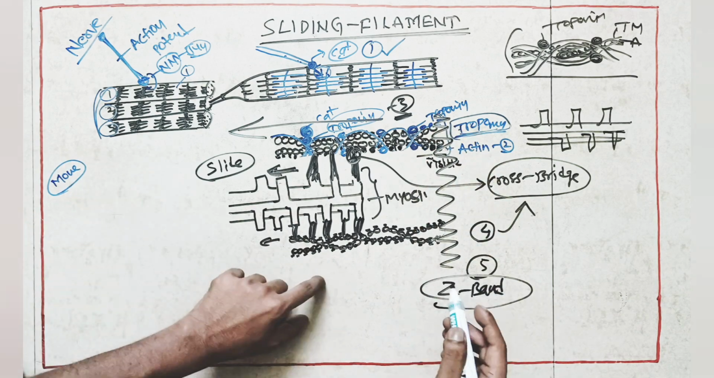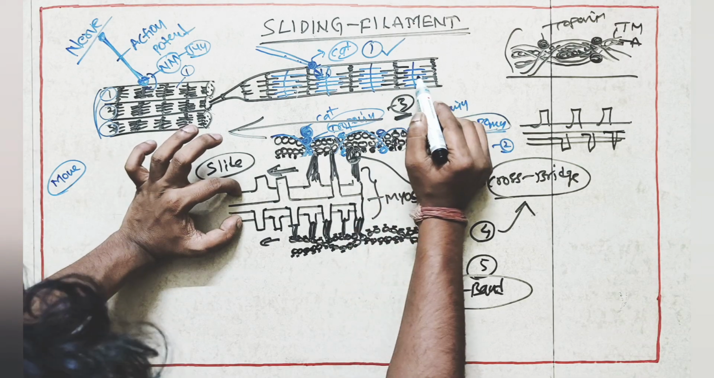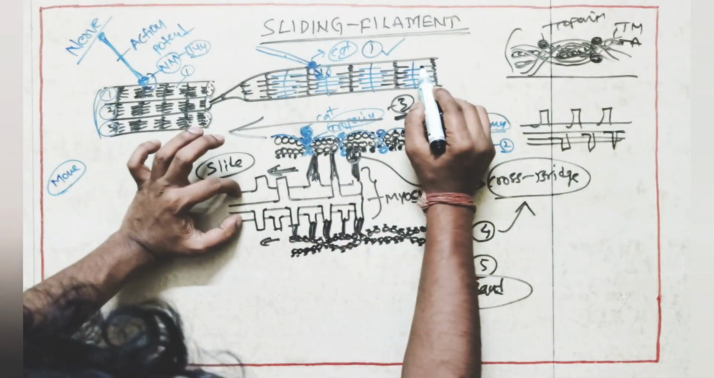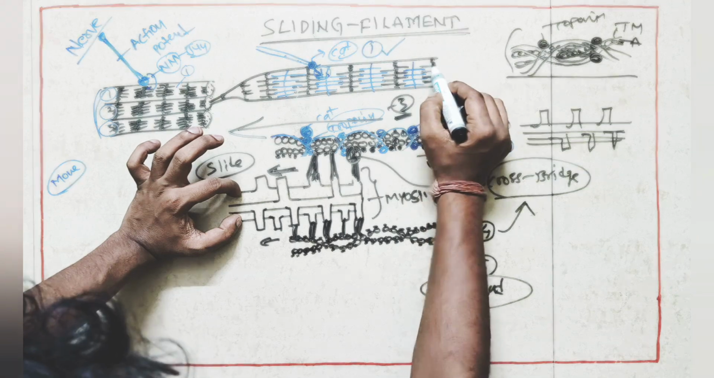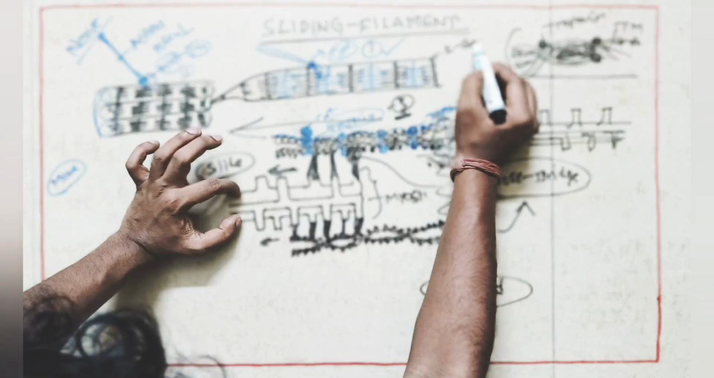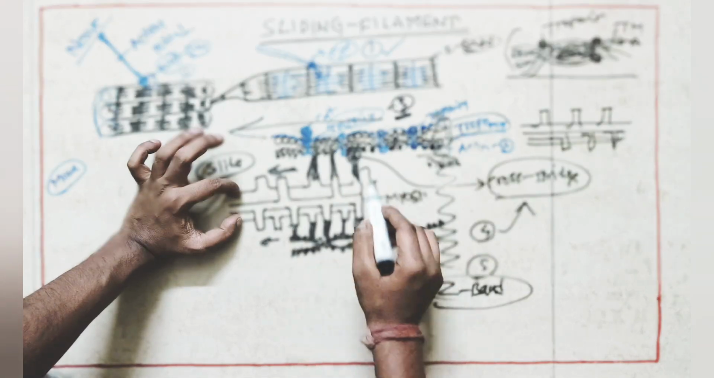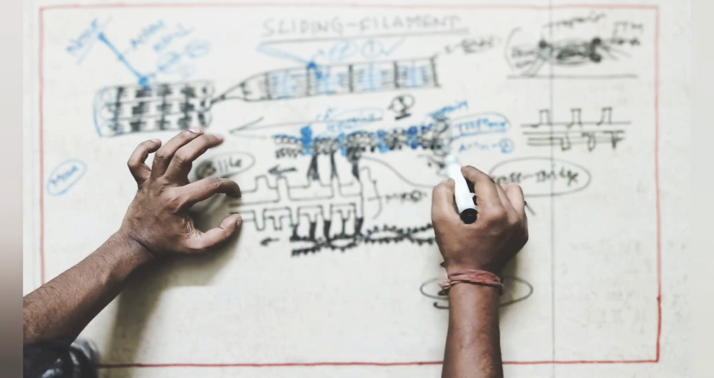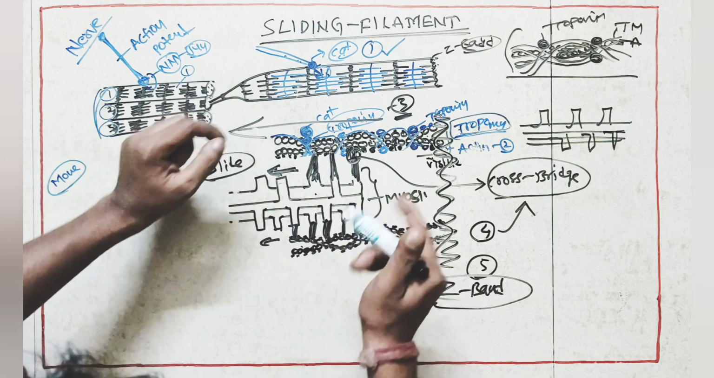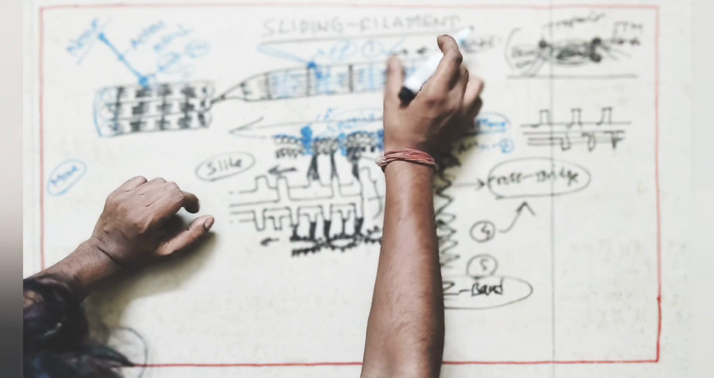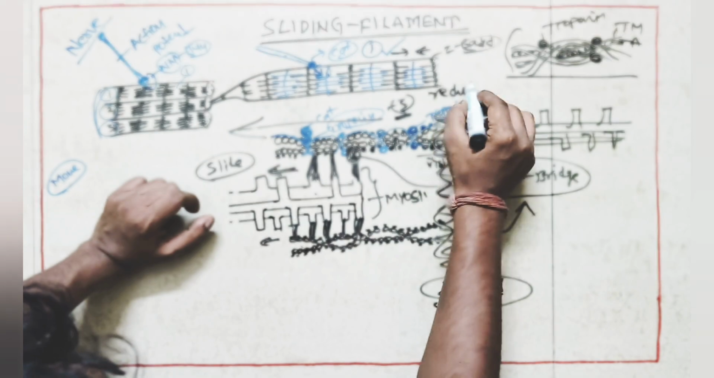So how am I saying this? See, this is thick myosin. These are thin filaments. Thin actin will be here, and actin will be connected to the Z band. So here the Z band is there, and one more actin. Between these two we will have myosin. This is our Z band. When it is moving in this direction, the length of the sarcomere will reduce.